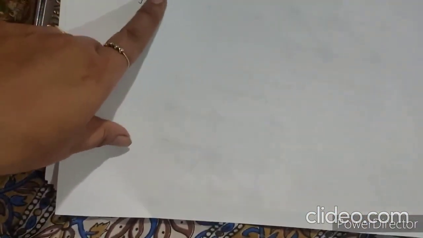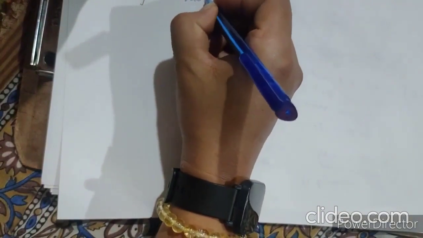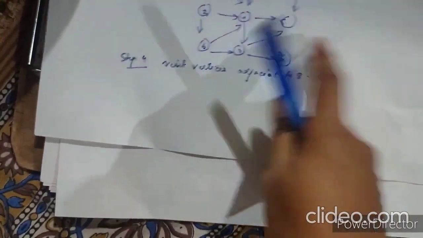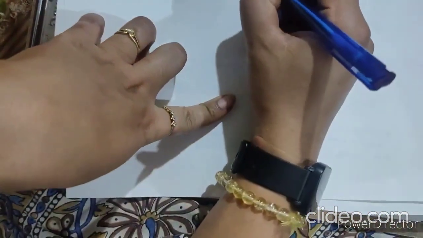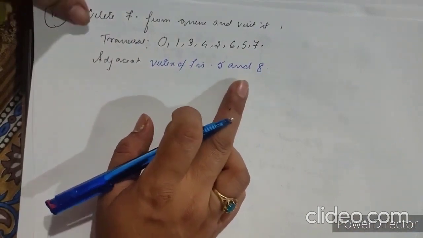Alright, next node to be deleted is 7 from the queue, and visited. Traversal will be 0, 1, 3, 4, 2, 6, 5 and 7. What are the adjacent vertices of 7? Adjacent vertices of 7 are 5 and 8.